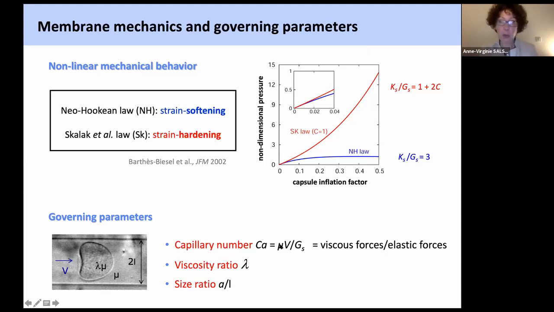This number will tell you how deformed the capsule will be: a balance between the viscous forces that force the capsule to deform and the elastic forces, as the membrane wants to retract and resist the deformation. The other number is the viscosity ratio, which is the ratio between the internal viscosity and the external one. So for the red blood cell, the cytoplasm is very viscous compared to the external flow, which is plasma. So there is typically a ratio of 8 or something, definitely more than 5.